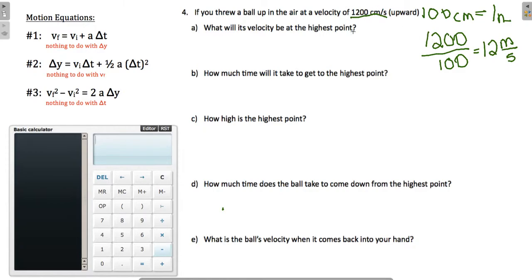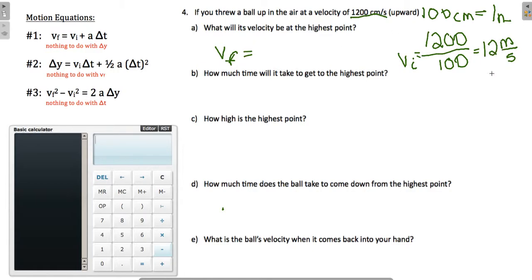That's the speed that we're starting to throw this ball with, so I'm going to label that VI. Our initial velocity in this problem is 12 meters per second. We're no longer using the 1200. Part A, they ask you, what will its velocity be at the highest point? So as this ball goes upward, they're asking for the velocity final. What will that equal?